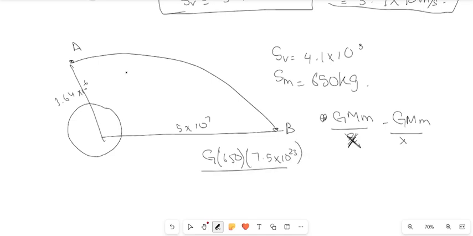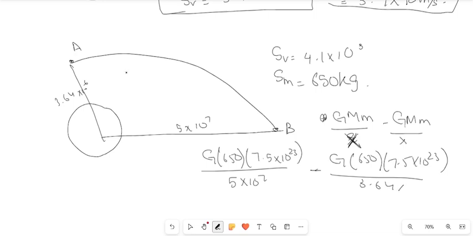over x. You know what the distance is? That is 3.5 into 10 raised to the power 7 at B, and you just have to subtract this from the one that is at A. 650, again the same values, over 3.64 into 10 raised to the power 6. You subtract them, you have to prove that you get 8.3. That's it. Whenever you see the word change, subtract them.